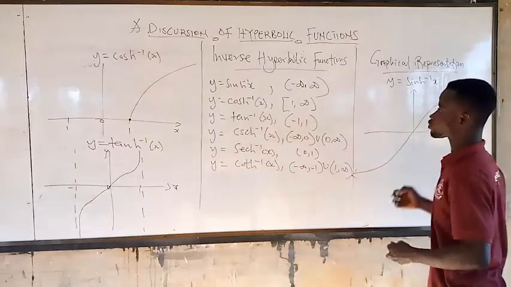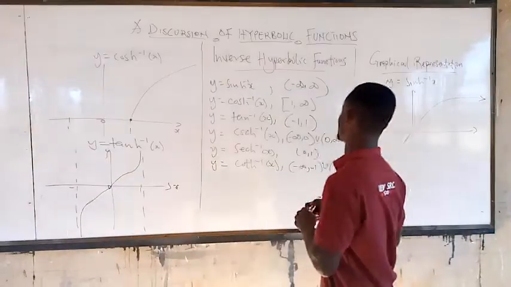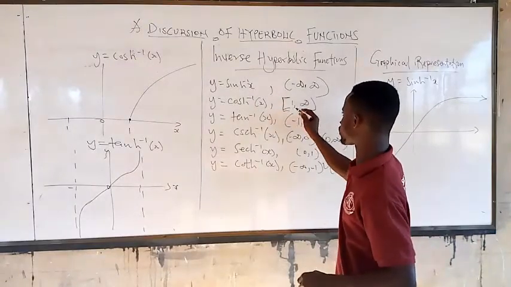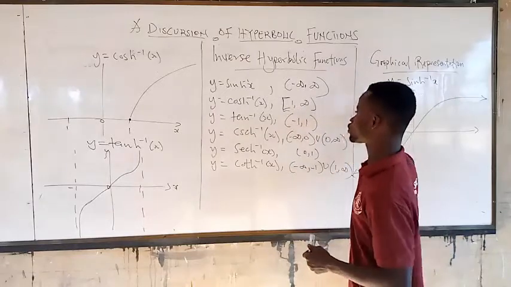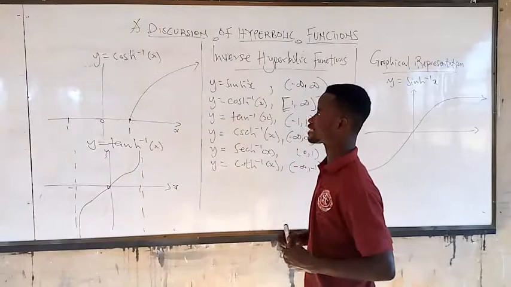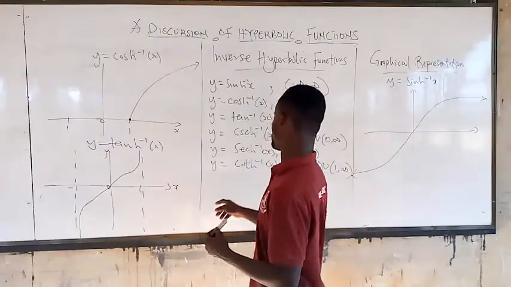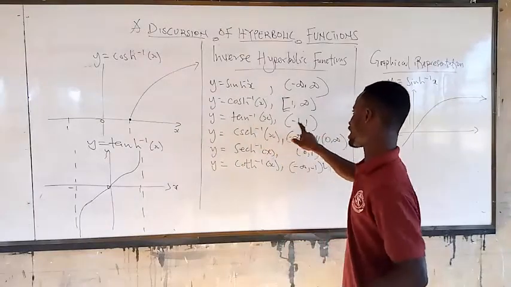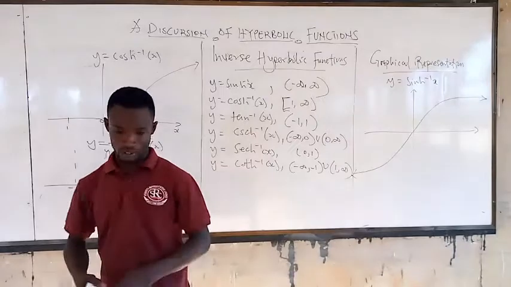It's a continuous function. And also we have cosh inverse. The cosh inverse, you can see that it's closed at 1. But at infinity, it goes to positive infinity. So this goes to positive infinity. That is for cosh inverse. And for tanh inverse, you can see the domain is negative 1 and 1.